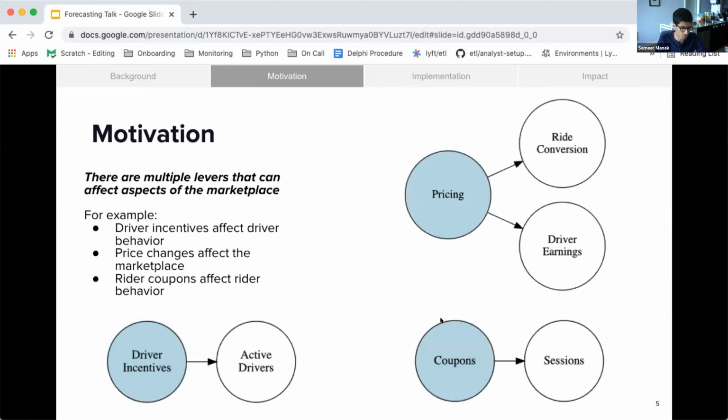Of course, because we're a two-sided marketplace, we have more than just one lever that affects everything. We have driver incentives, which affect driver behavior, and pricing, which affects both rider and driver behavior. These are, of course, alongside coupons, and you can think of numerous other potential policies. We have things like ETA estimates or surge pricing, prime time.